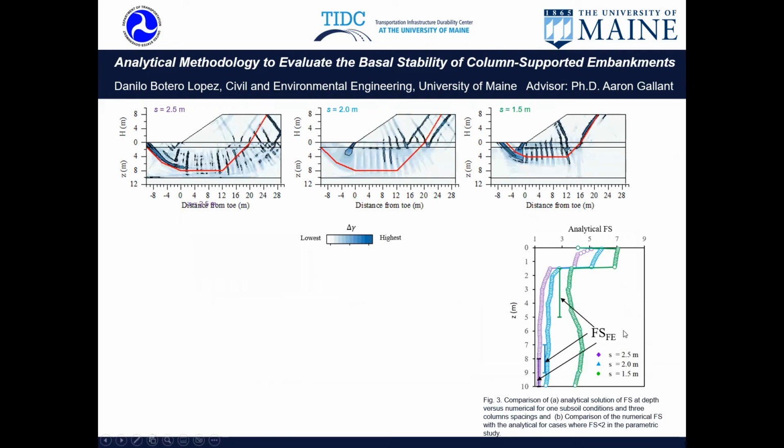Then we can also compare the two other spacings of 2 meters and 1.5 meters. For the 2 meters it also agrees well, but for the 1.5 it doesn't agree well. The reason is that we are assuming an ultimate state in the analytical solution, which means that the columns have fully mobilized all the skin friction, which is not the case for 1.5. So that's why we are having higher stress and a higher factor of safety.